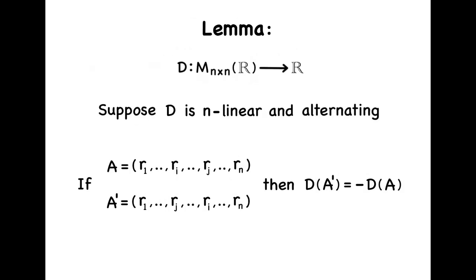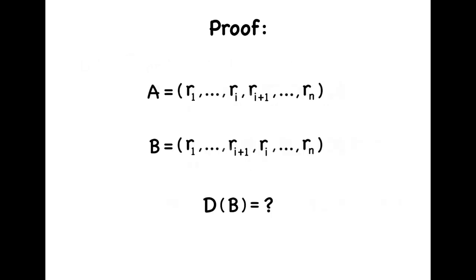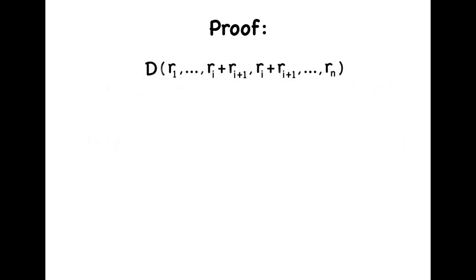Suppose D is an n-linear and alternating function. Show that if A' is a matrix constructed by interchanging two rows of matrix A, then the image of A' is the negative of the image of matrix A. Let us first look at how D behaves when we swap two adjacent rows of A. Simplifying the image of this matrix will lead us to our desired result.